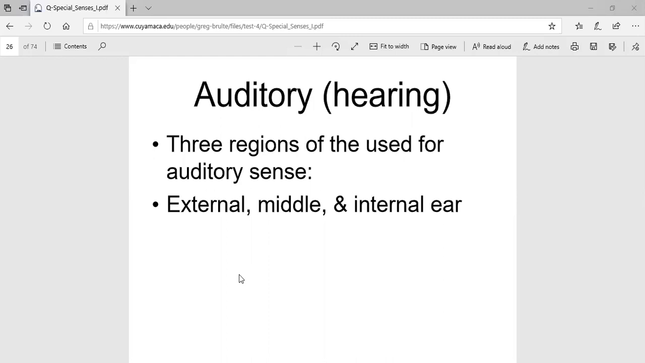Okay, so this is the last of our neuro lectures, and all we have to cover is the ear, or auditory. So this is the lecture on hearing. So three regions of the ear. Basically, you have the external, the middle, and the internal ear.